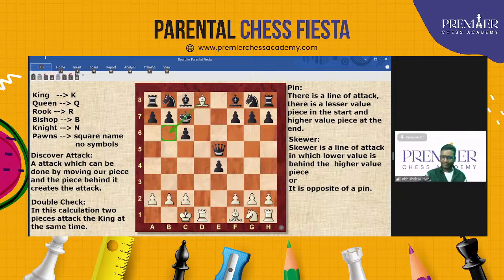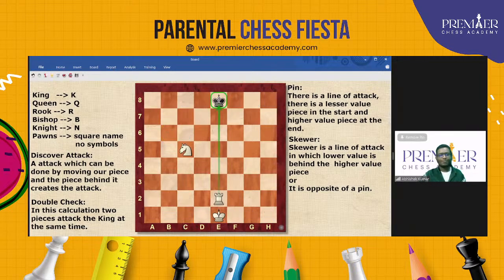No, sir. Nice. Okay, so far we did around four calculations. Let's do one last calculation. We talked about skewer, pinning, double check, double attack. Nice. Okay, let's talk about discover check. We talked about discover attack, but we never talked about discover check. It is a combination of discover attack and check.